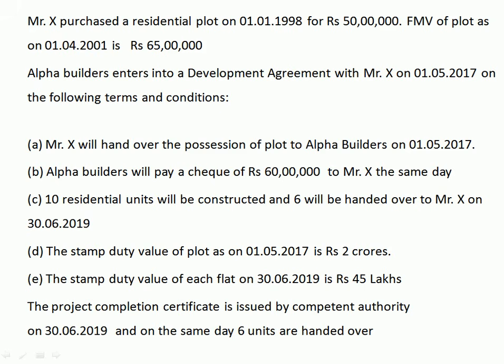Mr. X will hand over the possession of the plot to Alpha Builders on 1/5/2017. Alpha Builders will pay a cheque of rupees 60 lakhs to Mr. X the same day. 10 residential units will be constructed and 6 will be handed over to Mr. X on 30/6/2019. In other words, 4 will be retained by the developer as payment.